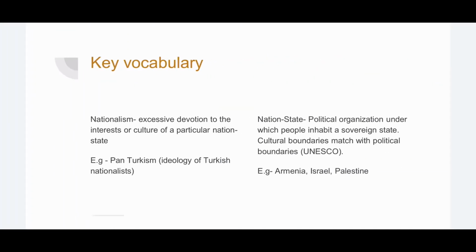What do they mean? Nationalism is excessive devotion to an interest or culture of particular nation states. A nation state is a political organization under which people inhabit a sovereign state. Cultural boundaries match with political boundaries.